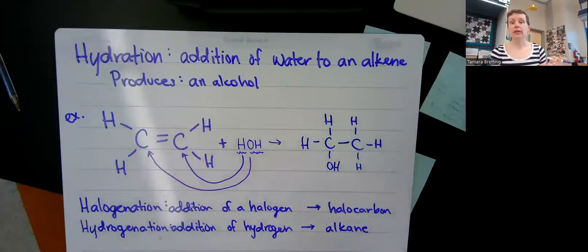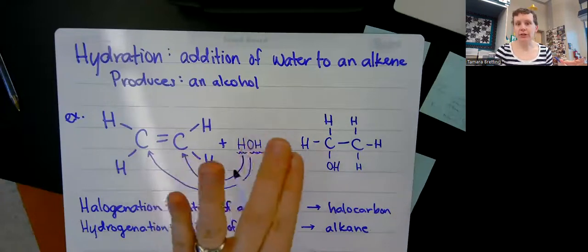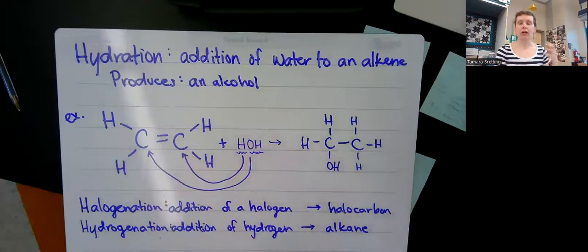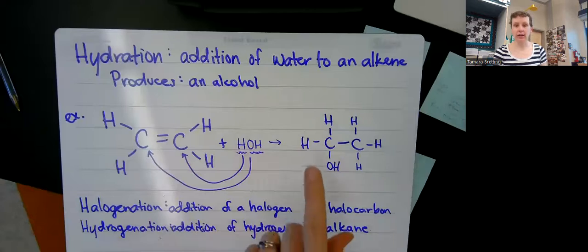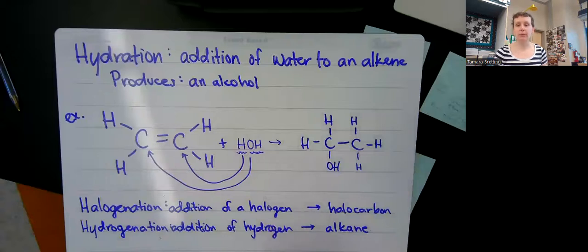All right, the other 2 are super similar. These are all addition reactions. The mechanism is the same. We're just adding something different. So halogenation is the addition of a halogen, again, to an alkene, and it produces a halocarbon this time. Instead of producing an alcohol, we're producing a halocarbon.